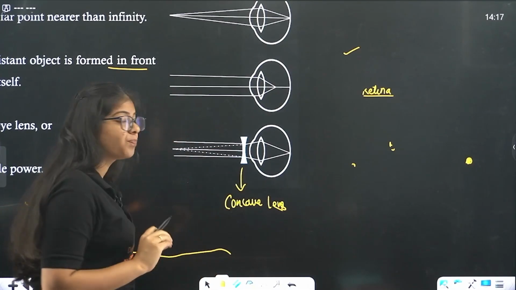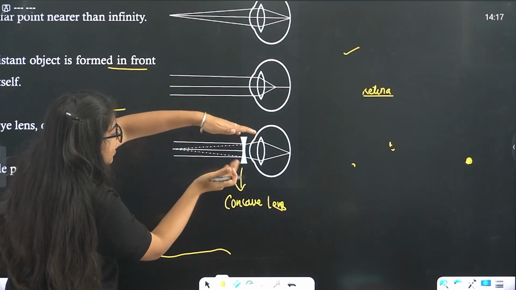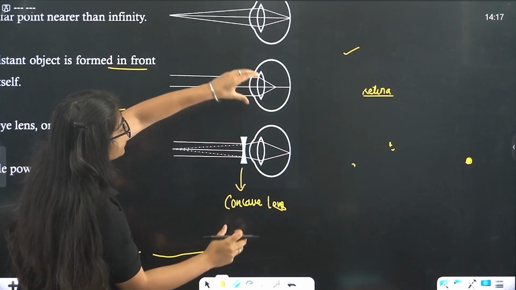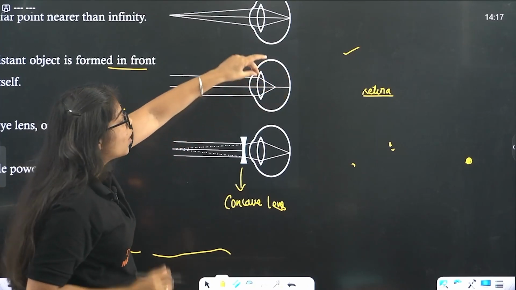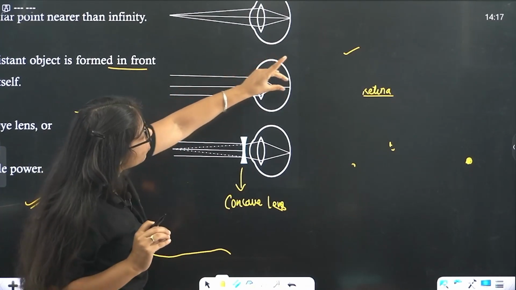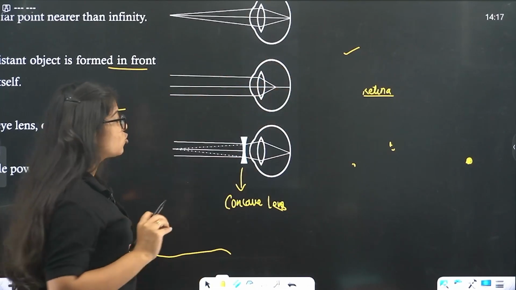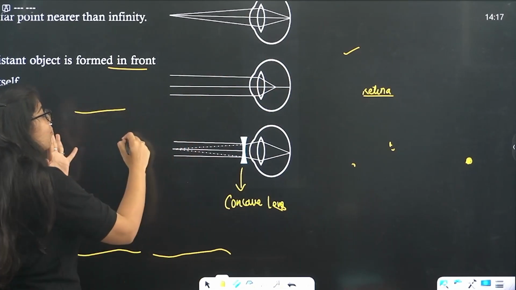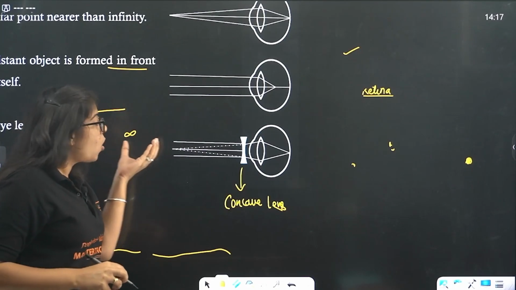Now what it does? See very carefully, okay? All the rays are coming, and if the concave lens is not there, they are getting converged in front of the retina. Right? So what I need to do? I need to converge it not in front of the retina, but on the retina. So what it does, beta? My far point is infinity. So from infinity, all the rays are coming.